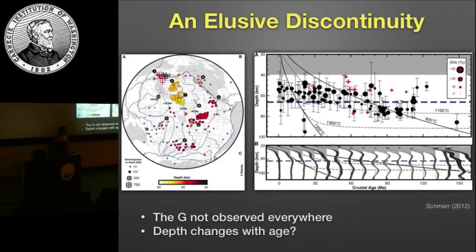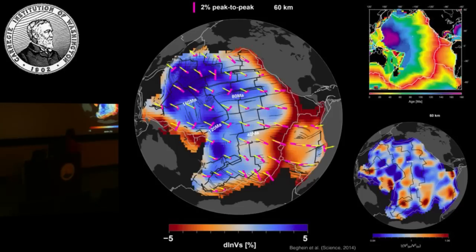And so the fact that it's not observed everywhere and it's not clear that there's a systematic increase in the depth of the discontinuity with age made me wonder if the Gutenberg discontinuity was really the same thing as the lithosphere-asthenosphere boundary. So I decided to take our model and zoom in onto the Pacific upper mantle and try to see if we could find anything interesting.